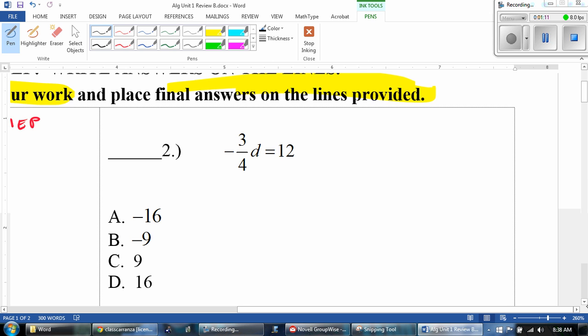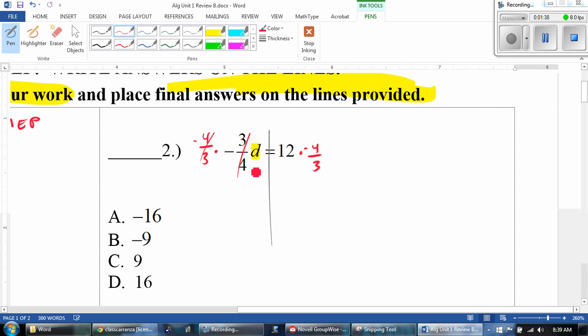All right, number 2. So once again, I'm going to draw the line down. I'm going to see where my variable is. And I have to follow SADMAP, okay? This is multiplication. So, Mr. Grice said to divide. Yeah, but fractions are special case. So instead of dividing, I'm going to multiply, and I'm going to multiply by the reciprocal.